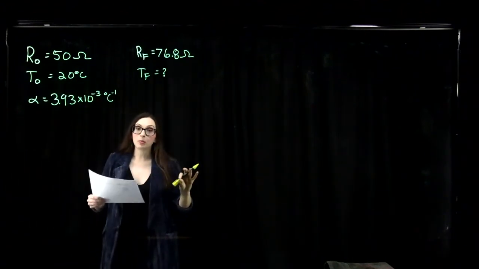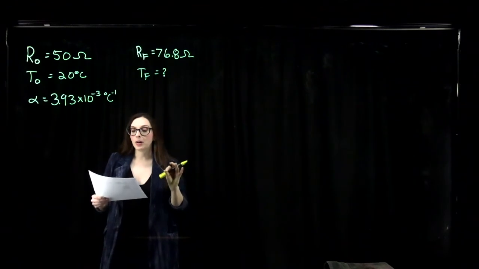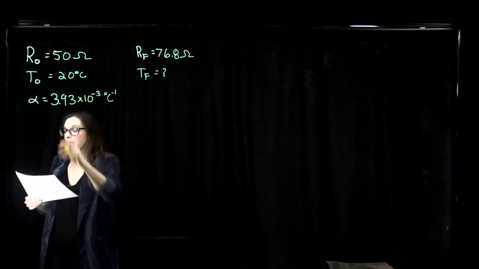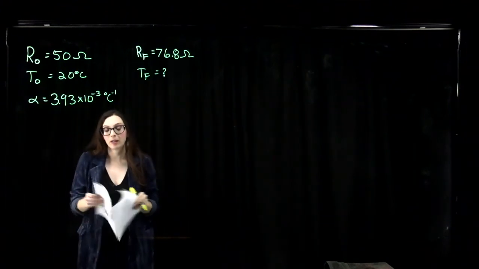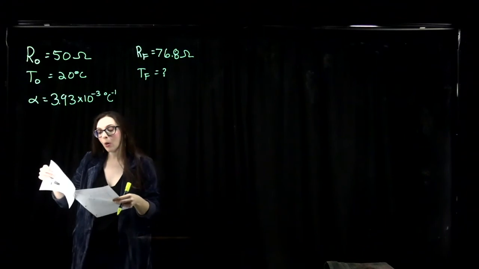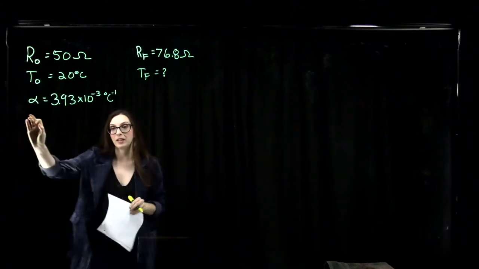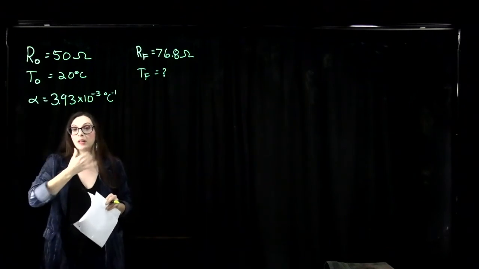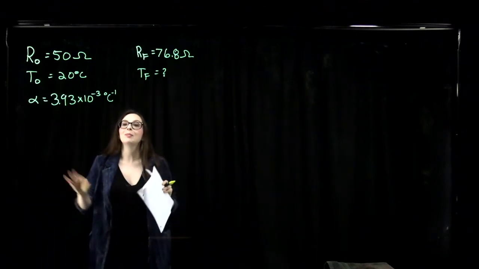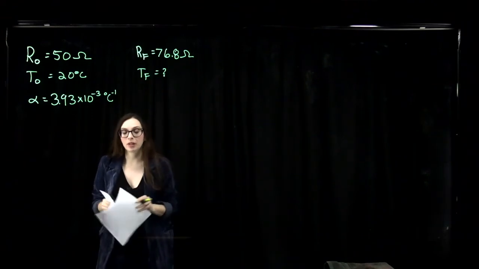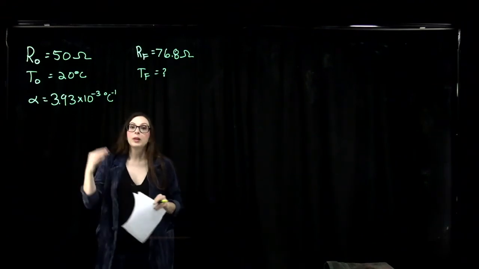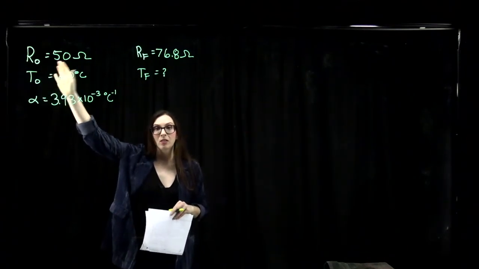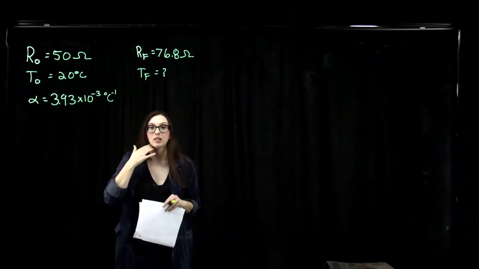Okay, so we've got this thermometer. Inside the thermometer is a piece of platinum. Here I'm representing the temperature coefficient of resistivity as the Greek letter alpha. That quantity, the temperature coefficient of resistivity for platinum, is 3.93 times 10 to the minus 3 inverse degrees Celsius. So we take that thermometer. The thermometer made of platinum has an initial resistance of 50 ohms at a temperature of 20 degrees Celsius.